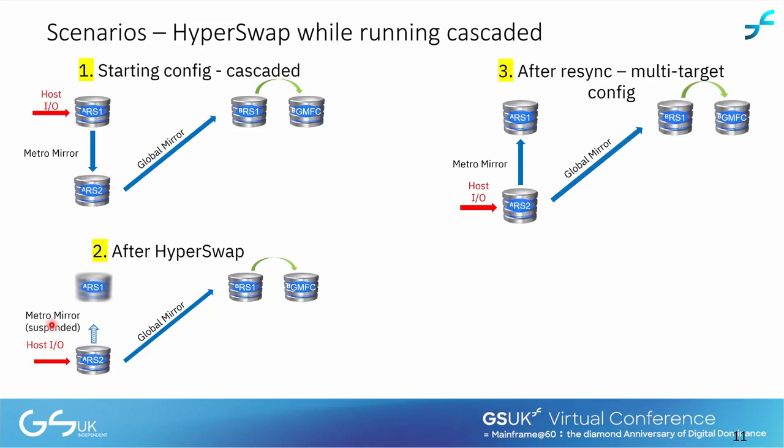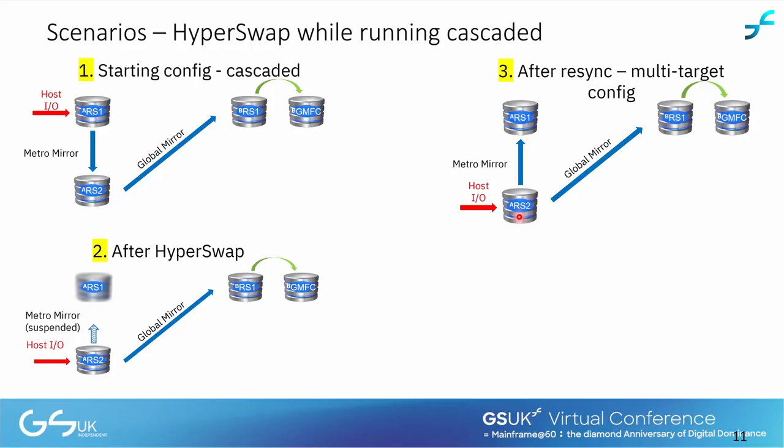After that, you would like to resync your Metro Mirroring to bring back your high availability. So with that being said, you're now still running host IO on your RS2 devices. You'll resume your Metro Mirroring from RS2 to RS1, and you'll still have that Global Mirror relationship, and eventually all the devices should sync up again.